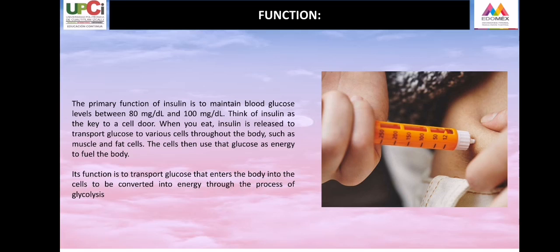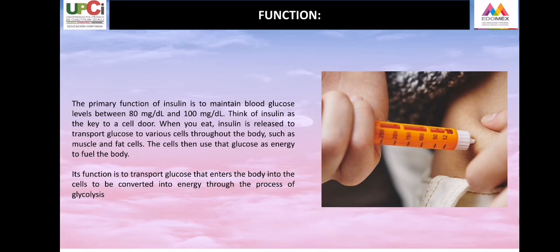What is the function? The primary function of insulin is to help the blood glucose be used by the cells. Insulin acts as a door for the cell, it raises the transport of glucose so the various cells can use it. The cells use it to increase the energy of the body. The function of insulin is to transport glucose, the energy of the body.